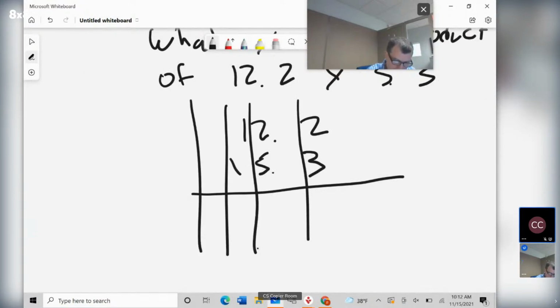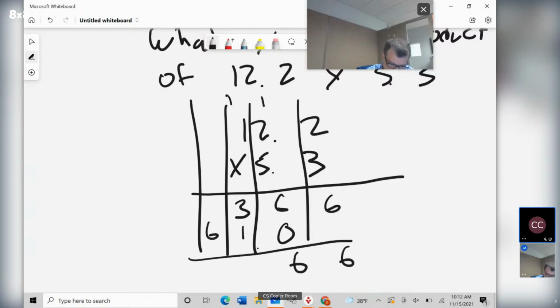Remember this is a multiplication problem. We're going to have 3 times 2 is 6, 3 times 2 is 6, 3 times 1 is 3. 5 times 2 is 10, we're going to carry the 1. 5 times 2 is 10, plus 1 is 11, carry the 1. 5 times 1 is 5, plus 1 is 6. It's going to be 6, 6, 4. So it's 64.66. Remember, the decimal just keeps coming down. If you draw a line down, it's going to come down right there.